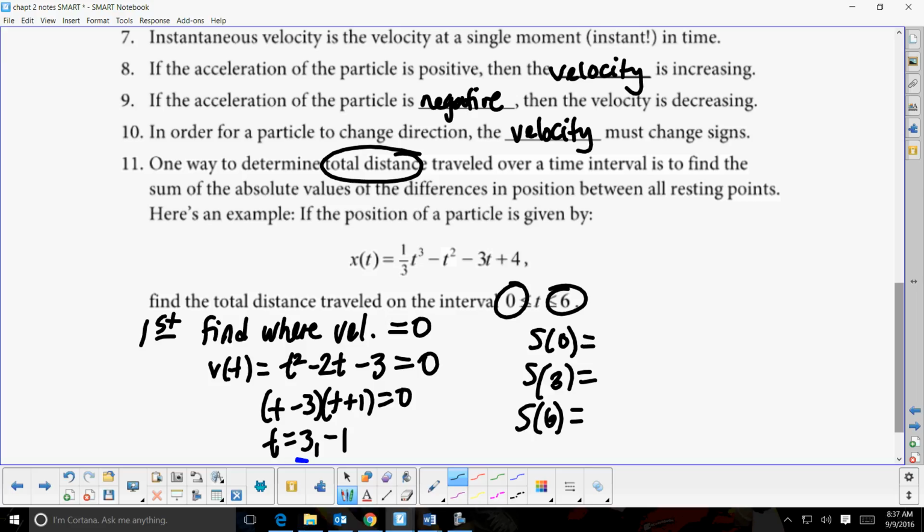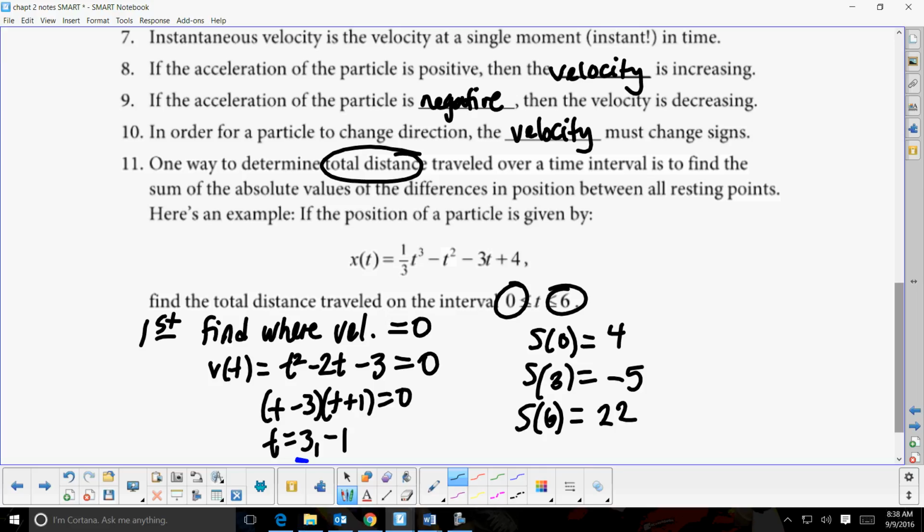And am I plugging them? Sorry, I already gave you the hint. I'm plugging them back into my position. I want to know what are those positions. So for 0, what did you get? 4. For 3, what did you get? -5. And for 6? 22.